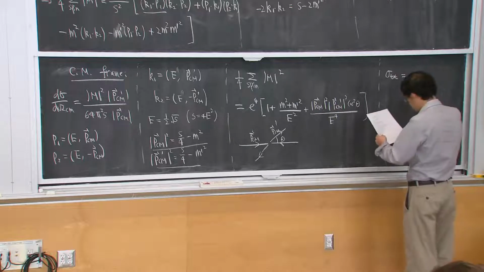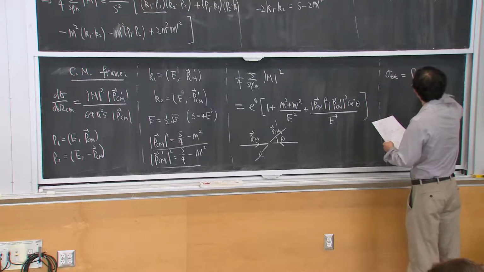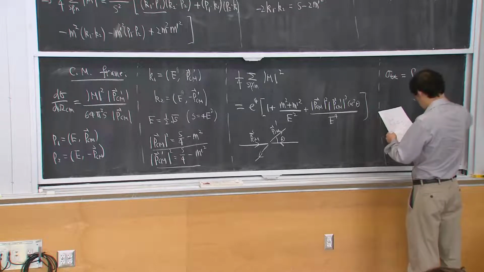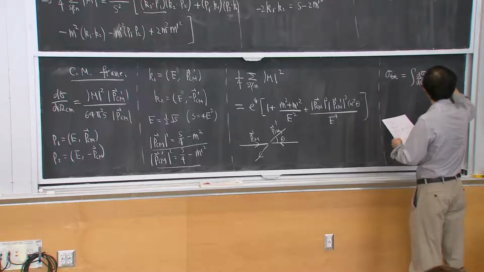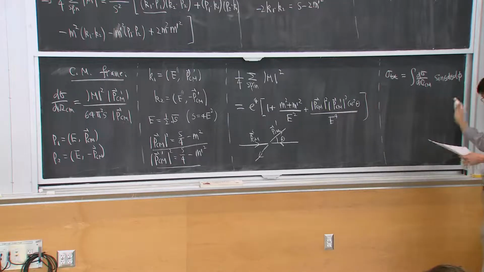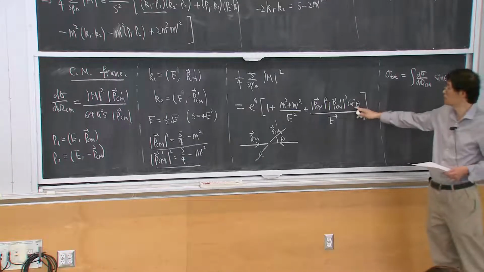It's just the d sigma d omega in the center of mass frame, and then sin theta d theta d phi. Nothing here depends on phi, so the phi integral you can just do trivially. And then you just need to do the theta integral, and then you have this.